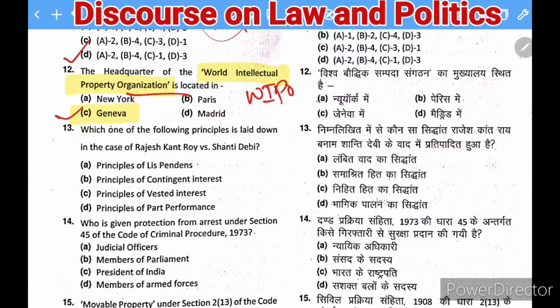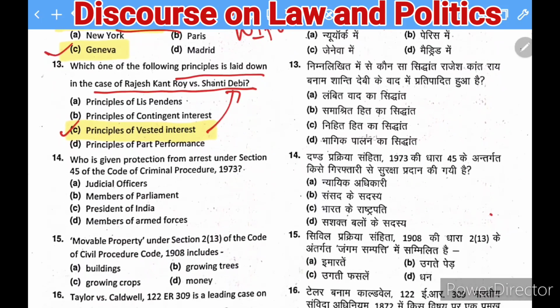Next question is here. Which one of the following principles is laid down in the case of Rajesh Kant Roy versus Santi Devi? The options given: the principle of lis pendens, principle of contingent interest, principle of vested interest, principle of part performance. So which is the right answer? The right answer is the principle of vested interest. This case belongs to the principle of vested interest. Moving to the next question.